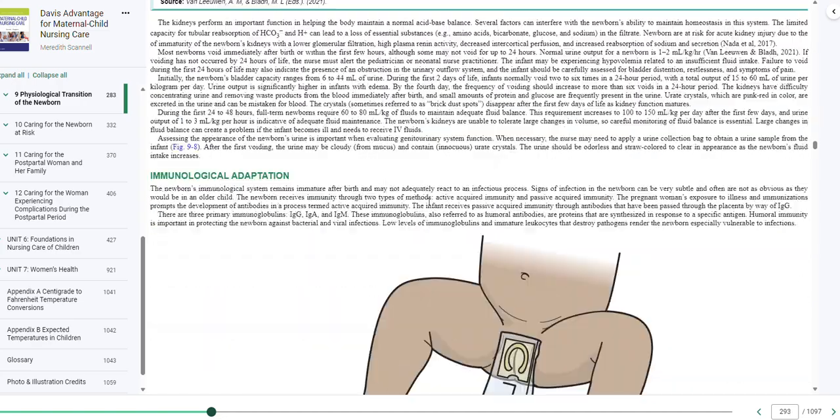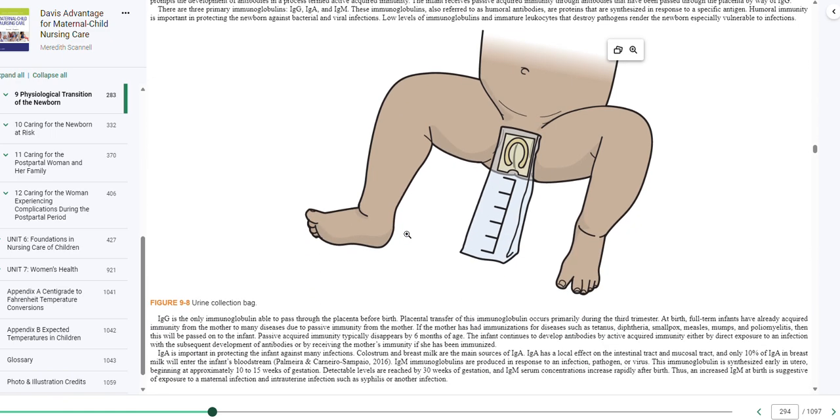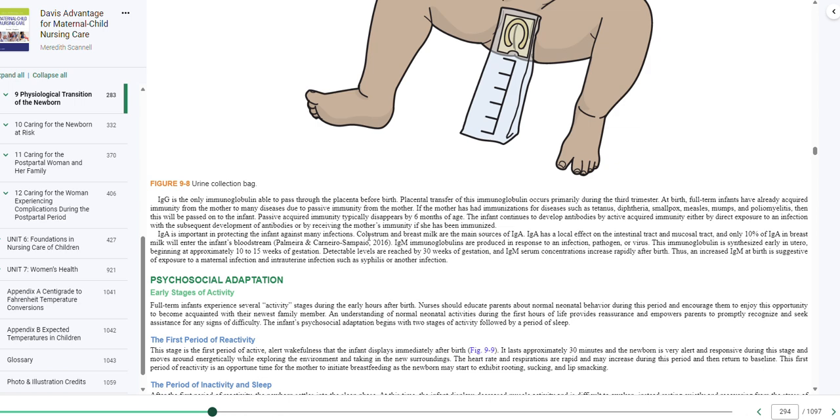We're flipping on over. We're going to immunological adaptation. Okay? And we're going to talk about this IgG and IgA. Okay? The IgG is the only immunoglobulin to pass through the placenta before birth. Okay? Full-term infants acquire immunity from their moms. Okay? And they pass many diseases on because of the passive immunity from their mother.